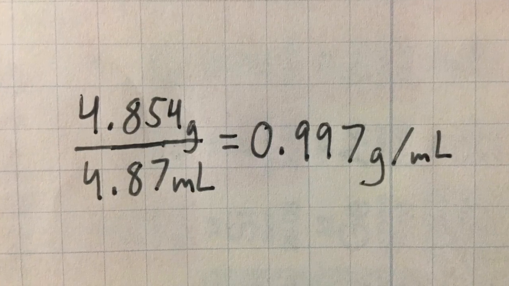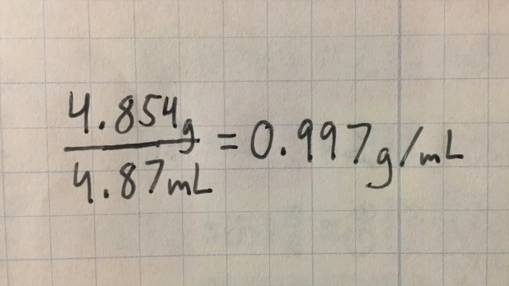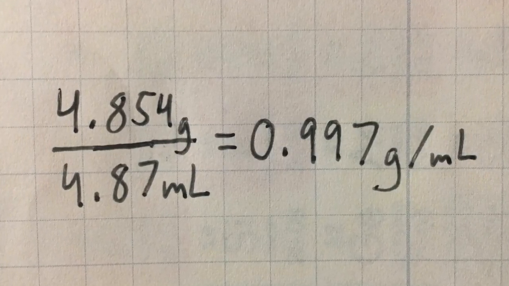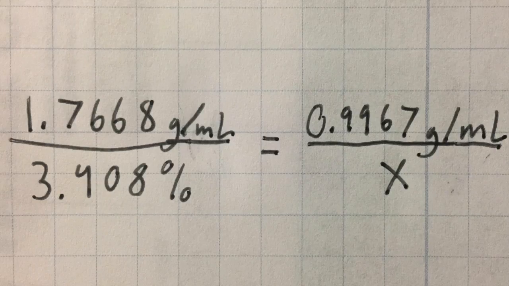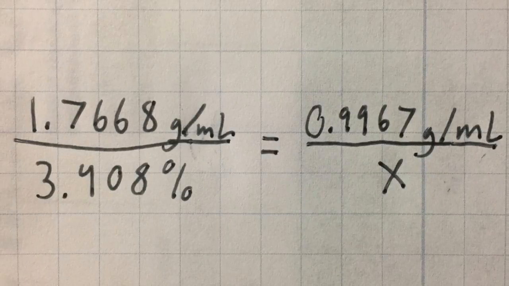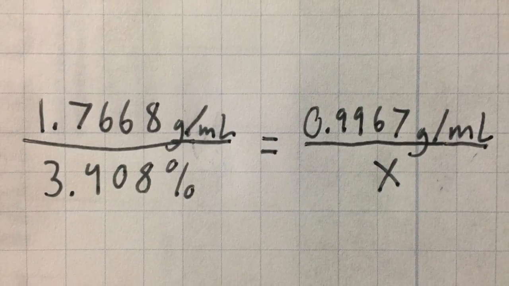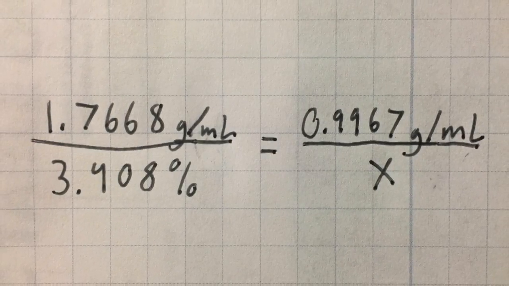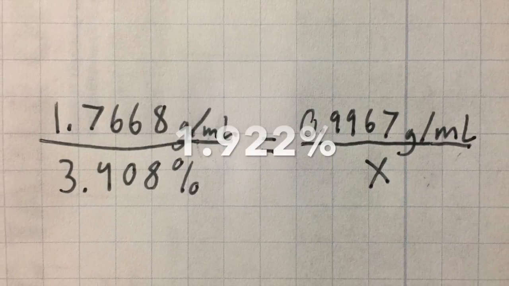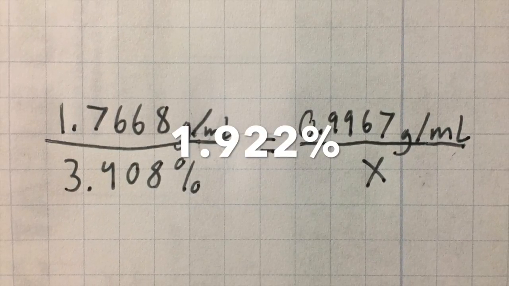Plug your measurements into the density formula to find the density of the unknown solution. Then write a proportion with the density and concentration of one of the trials from challenge 2 and the density you just found of your unknown solution. This will give you the concentration of your unknown solution.